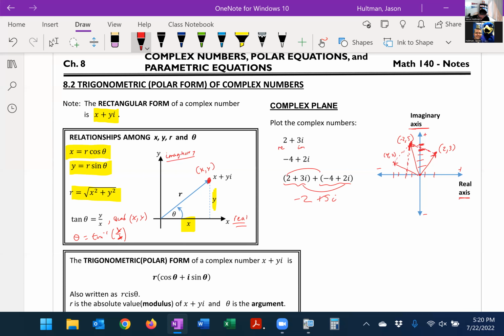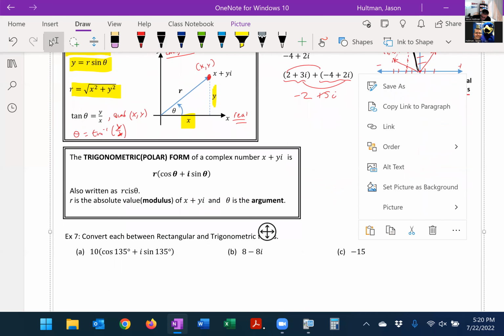Okay. Negative 2. Maybe my parallelogram's off a little bit. Right, the idea here. So I'm going to put my resultant vector in black there. Okay, so negative 2, 5. We added the two vectors together. We did it algebraically and we did it graphically.